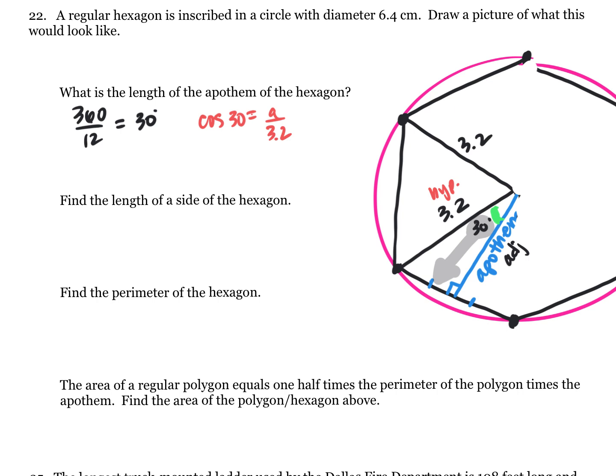Let's go calculate that. What is 3.2 times cosine of 30? 2.771, according to my calculator. Okay, 2.7. Does anyone else agree or disagree? You got that, Beck? Cool. So that's where we ended on the last one.